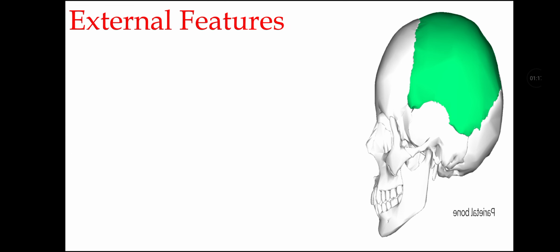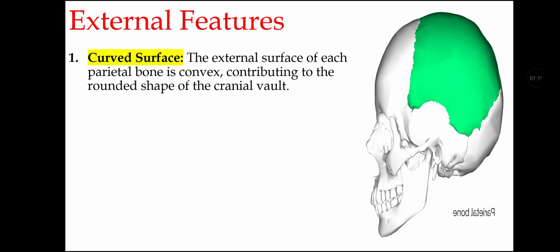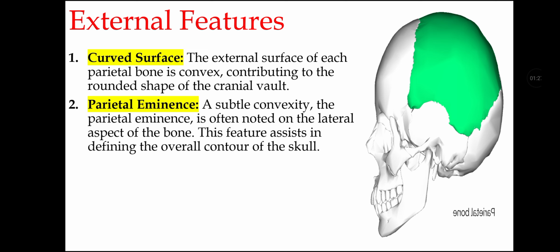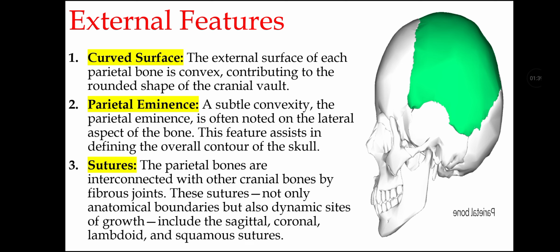Now let's talk about the external features of the parietal bone. The first is that it has a curved surface. The external surface of each parietal bone is convex, contributing to the rounded shape of the cranial vault. Second is that it has the parietal eminence, which is a subtle convexity. The parietal eminence is often noted on the lateral aspect of the bone. This feature assists in defining the overall contour of the skull.